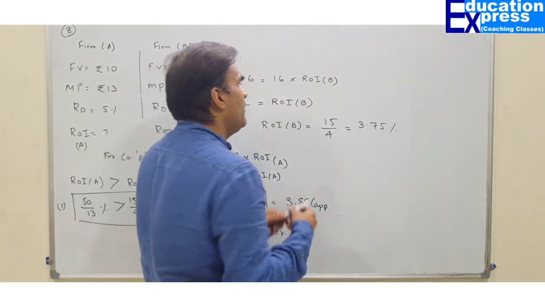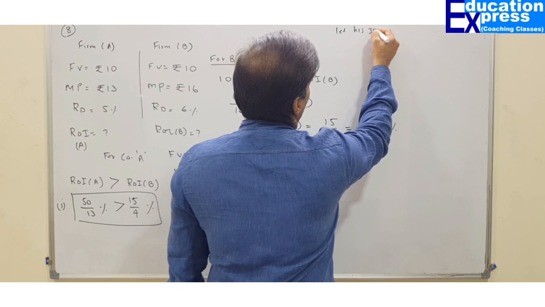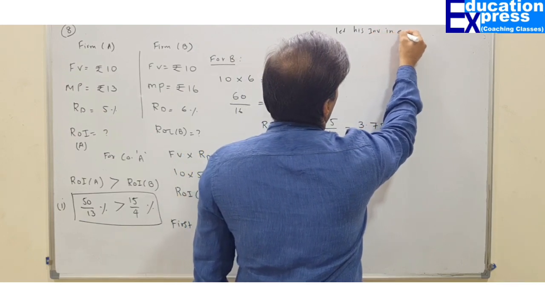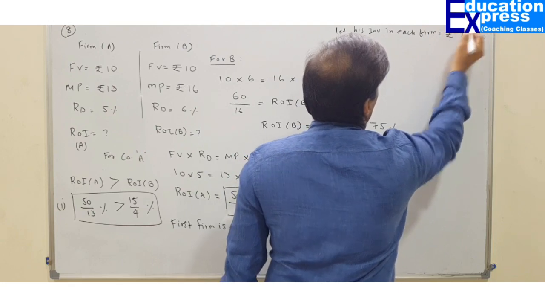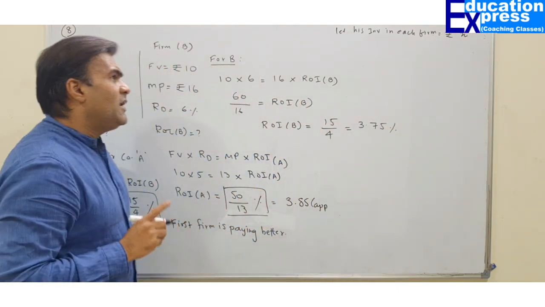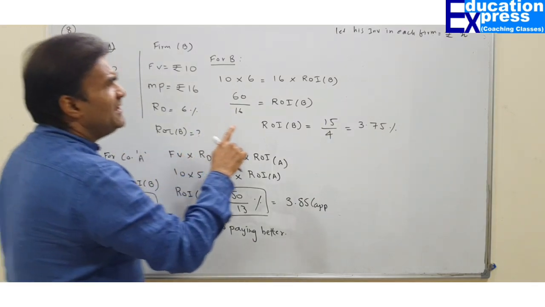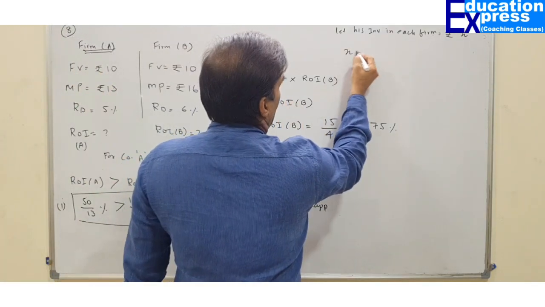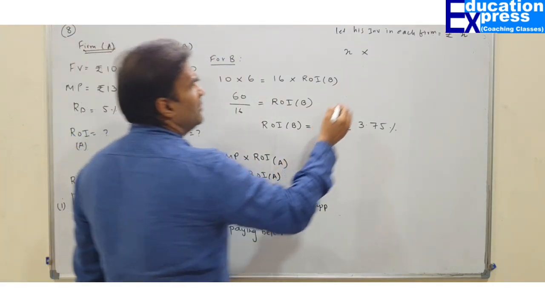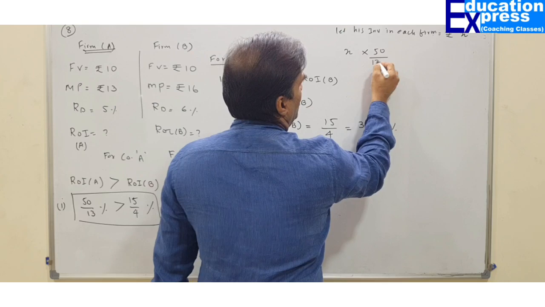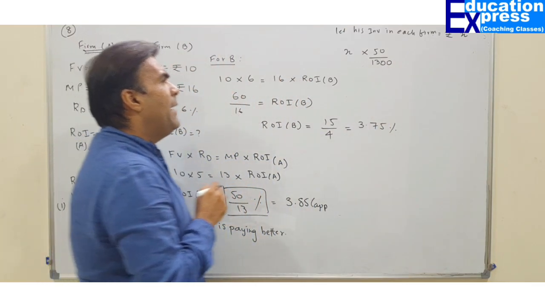So let us start. Can I presume? Let his investment in each firm be rupees X. So how much money is he going to get from firm A? Since he is investing X, so X into return on investment, which is 50 upon 13%. So X into 50 upon 13%. So we take 1300. Absolutely perfect.